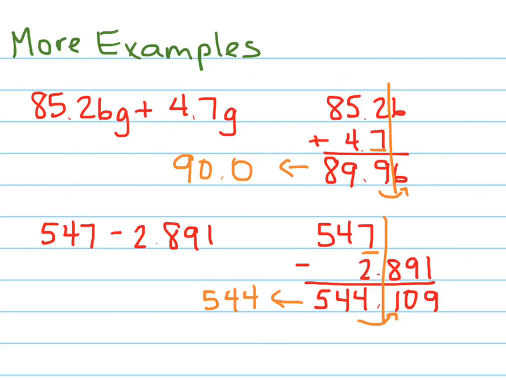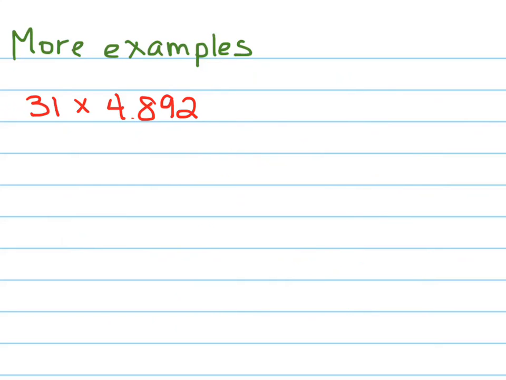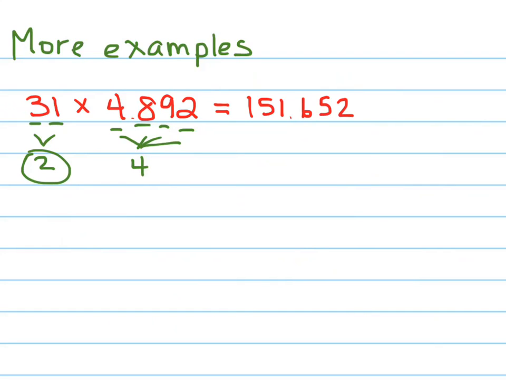Now let's do multiplication division examples. 31 times 4.892. If I put those in the calculator, I get 151.652. My first value that I multiplied has 2 significant figures, my second one has 4 significant figures. I have to round my answer to the fewest number of significant figures of the numbers that were in my calculation, so I need to round off my number to only 2 significant figures. So I'm going to underline those 2 significant figures, and those are the only ones that I can keep like that, and I need to round my answer off so that I only have 2 significant figures.